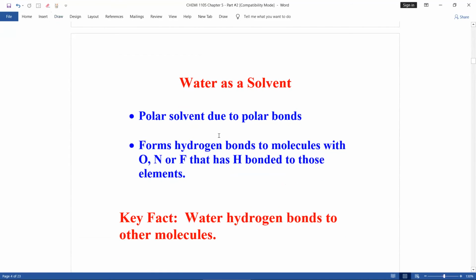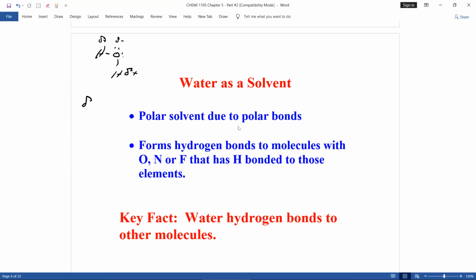Now, water is probably the most important solvent in many things. Not always, but mostly. And we call that a polar solvent, and that's due to polar bonds. Instead of a pair of dots, I'm going to use a line for a covalent bond. Here we have a water molecule. Because of the difference in electronegativities, hydrogen is slightly positive, oxygen is slightly negative.